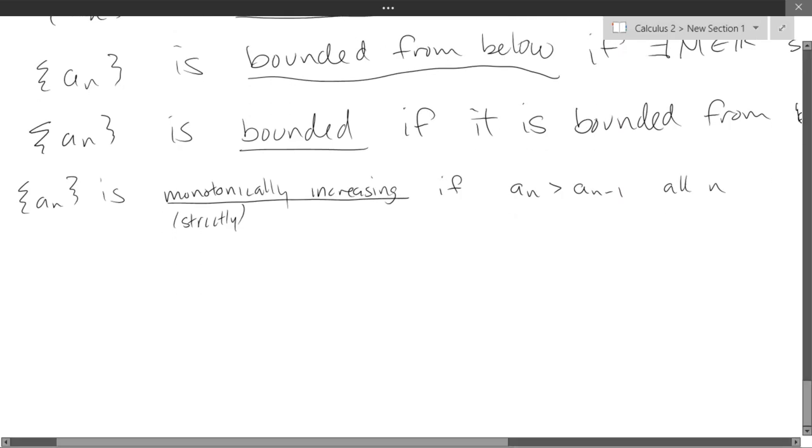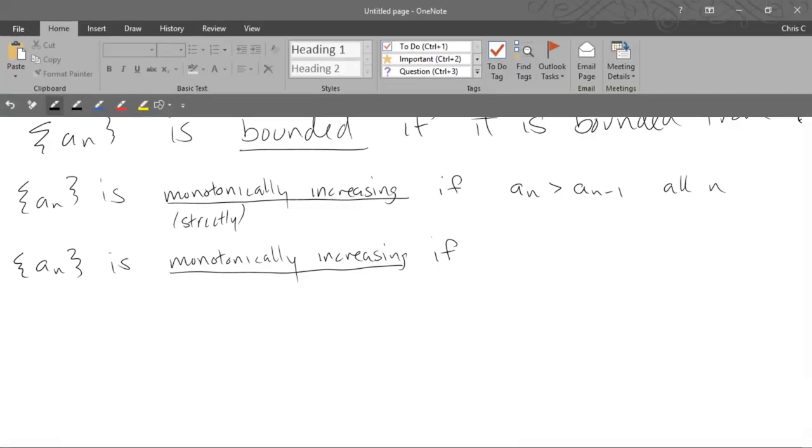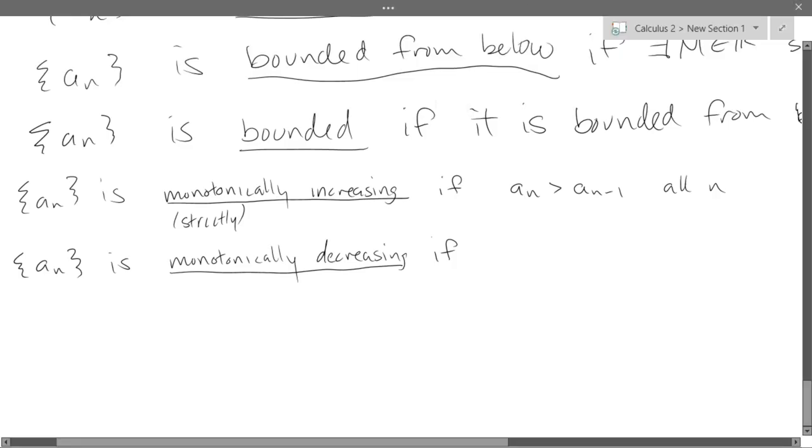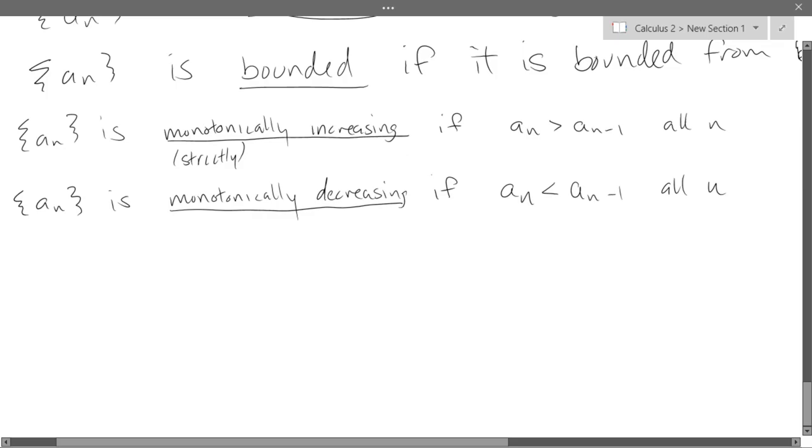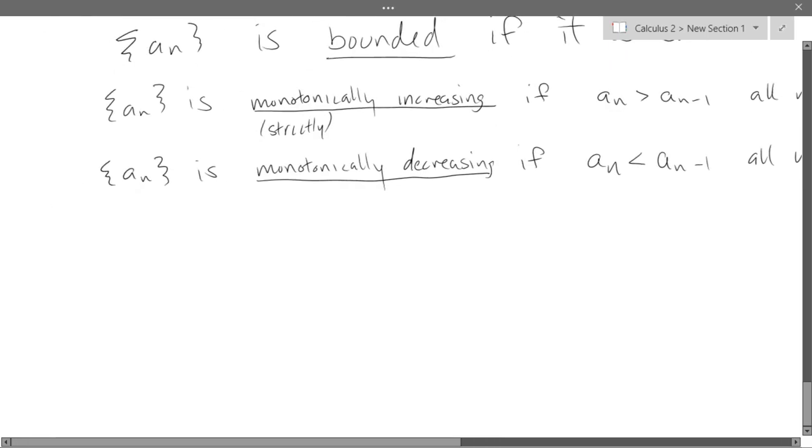And decreasing is exactly the same, except we change our inequality. So it should be decreasing if a_n is less than a_(n-1). And this is also for all n. So if we took out the word monotonic here, it would be okay for them to be equal to the term following them. So they wouldn't have to get bigger. They could stay the same size. So this is the end of our definitions.